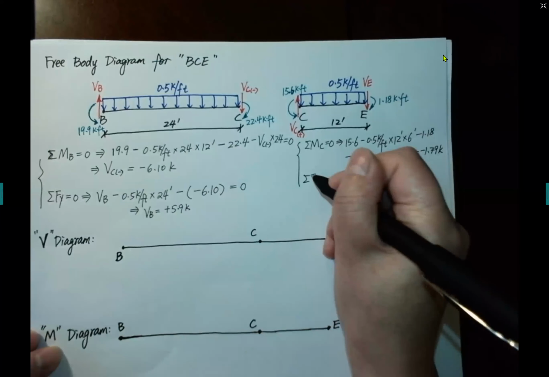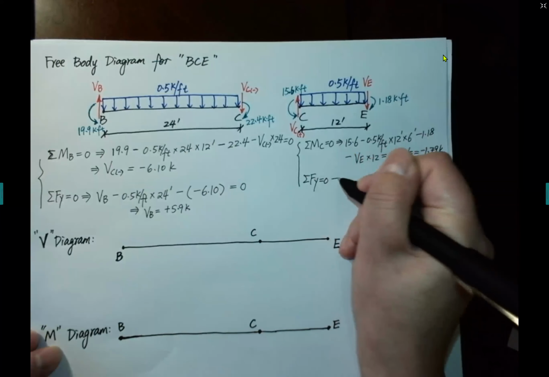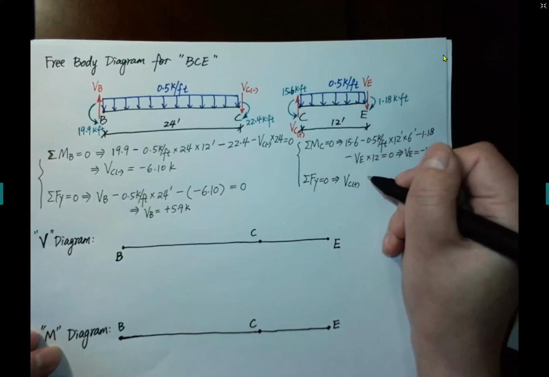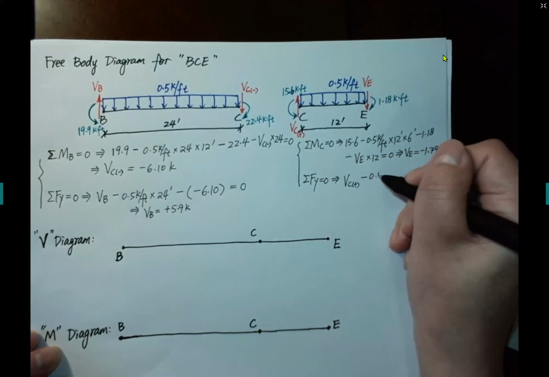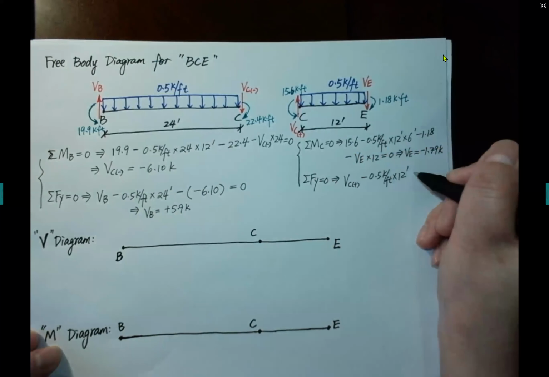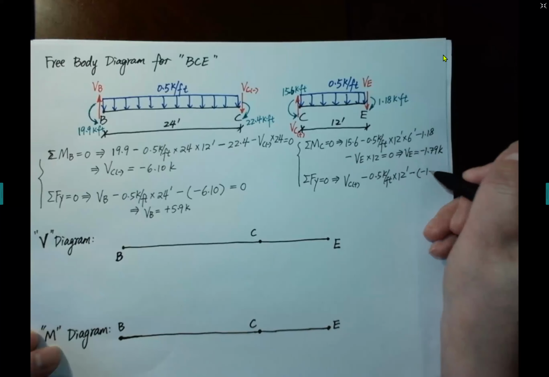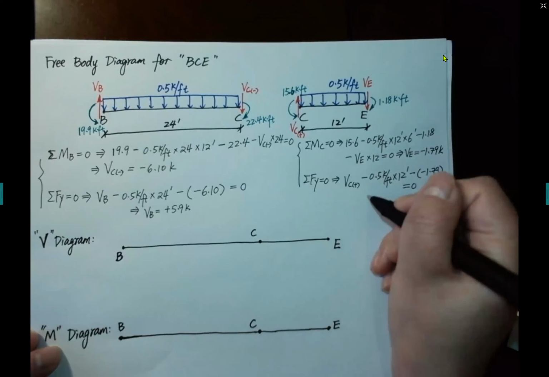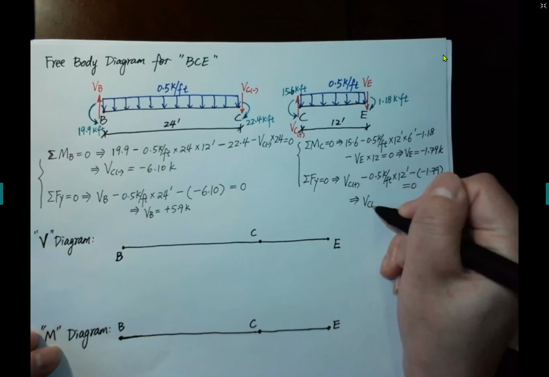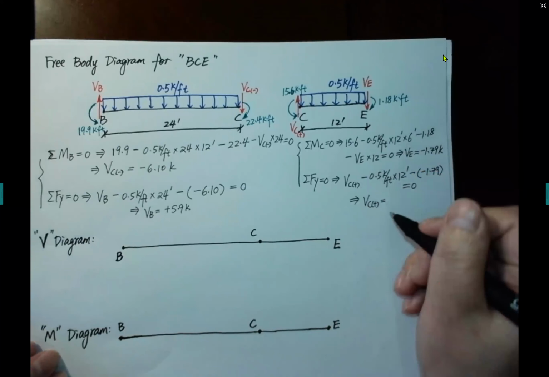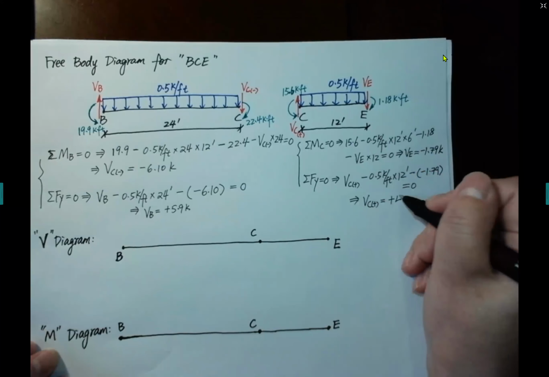Then sum the force in the y direction equal to zero for member CE. We get VC just right of joint C, minus 0.5 kip per linear foot times 12, minus negative 1.79, equals zero, and get the shear just right of joint C equals positive 4.21.